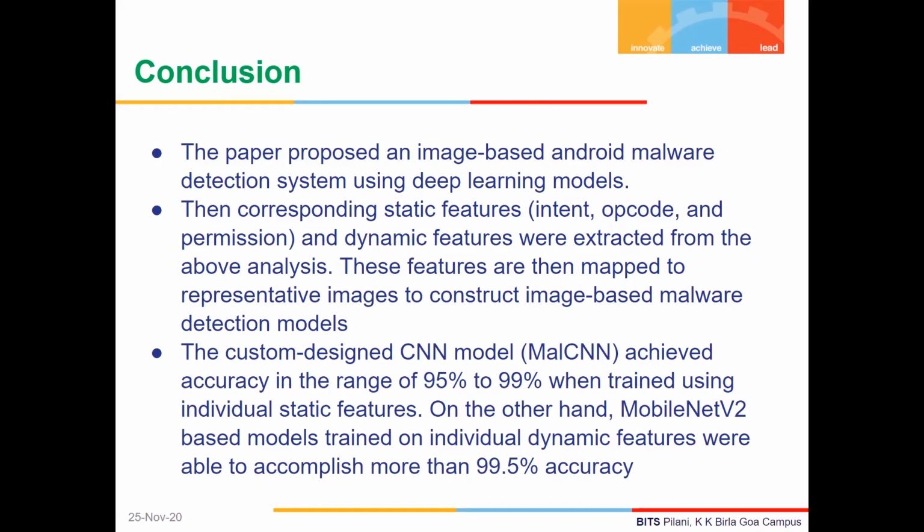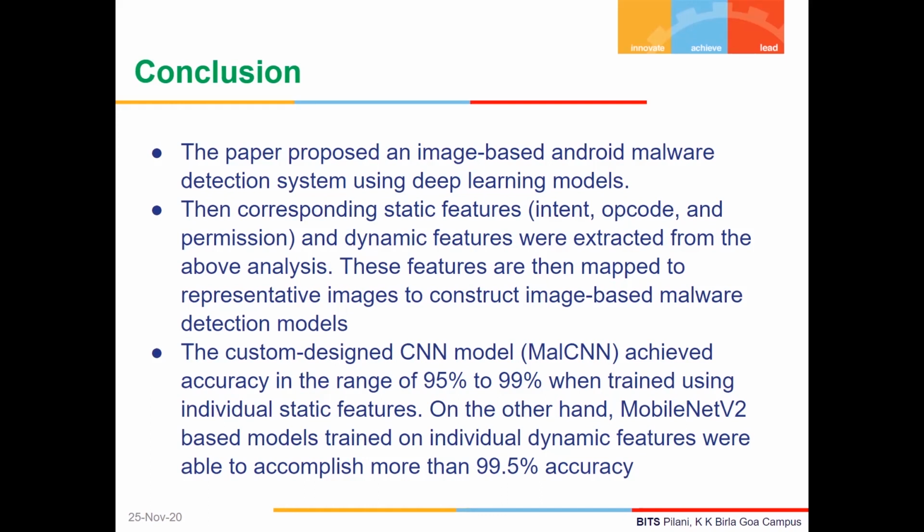The paper proposed an image-based Android malware detection system using deep learning models. We used more than 10,000 Android applications and performed static and dynamic analysis. Then the corresponding static features, which are intent, opcode, and permission, and dynamic features were extracted from the above analysis. These features are then mapped to representative images to construct image-based malware detection models. The custom designed CNN model, MalCNN, achieved accuracy in the range of 95% to 99% when trained using an individual static feature. The highest accuracy of 99.56% is achieved when all three static features are combined.